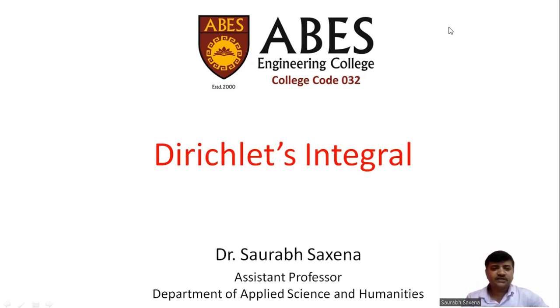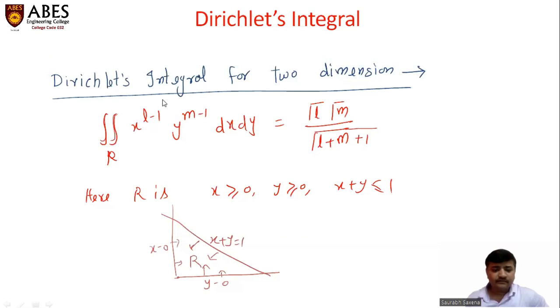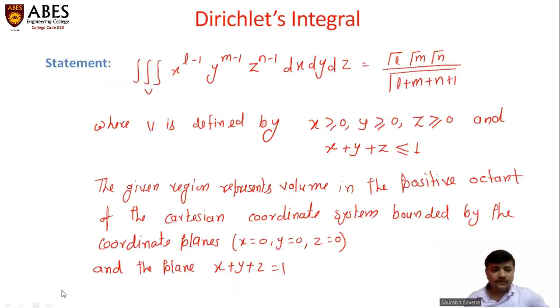The topic for today's discussion is Dirichlet's integral. So here we go with the statement. Dirichlet integral may be considered as the three-dimensional integral for which two particular things should be the same. That is, the function that is to be integrated is x to the power L minus 1, y to the power m minus 1, z to the power n minus 1. The function must be in the same structure or same form.